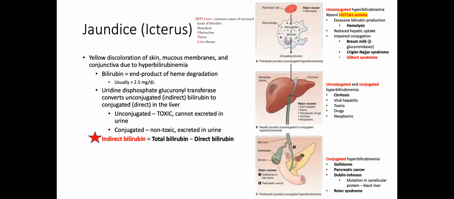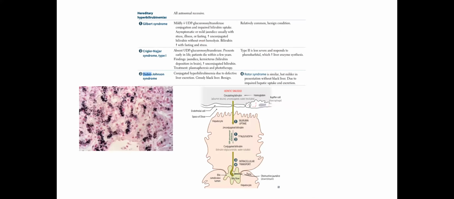So Dubin-Johnson and Rotor are like the same thing, except Dubin-Johnson has a mutation in the canalicular protein and they result in a black liver. So just know, unconjugated is going to be the Crigler-Najjar syndrome and Gilbert syndrome that's associated with the UGT1A1 activity. And then conjugated, we get those syndromes, Dubin-Johnson and Rotor. Okay, so this is from First Aid. And this picture right here is those black pigments in the Dubin-Johnson.